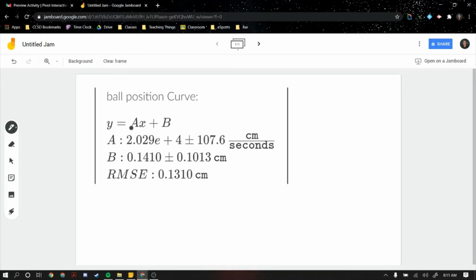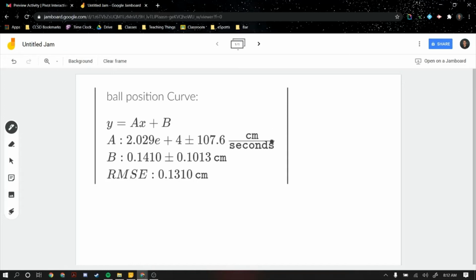So let's first figure out, how do I know what a is in terms of a number? I look at a down here, and I see 2.029 e plus 4 plus minus 107.6 centimeters over seconds. That is computer speak, and the computer is trying to tell you a number here. So how do we decipher that number? Well, let's go from right to left. Centimeters per second, that is just the units. So I'm going to leave that there. This tells me what this number is measured in, and it also gives me a clue about what that number actually means.